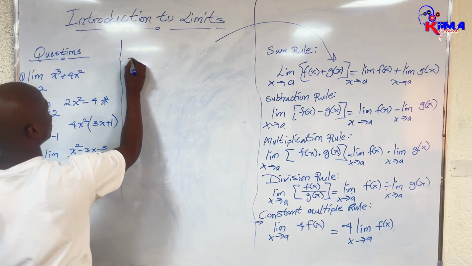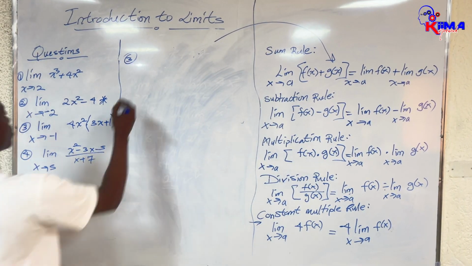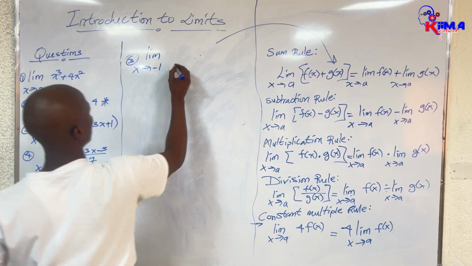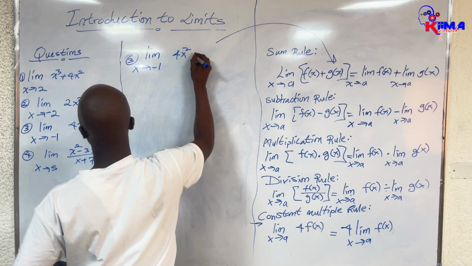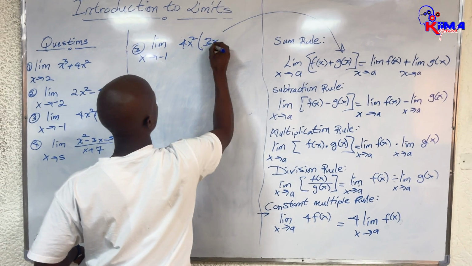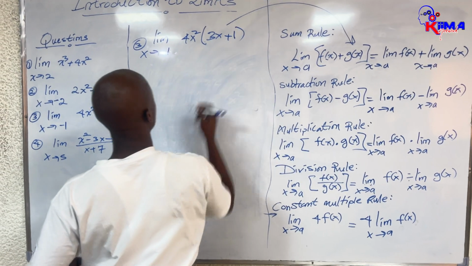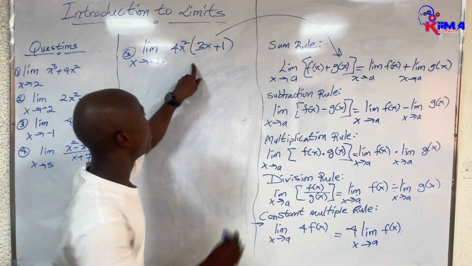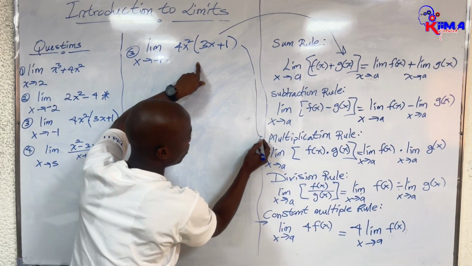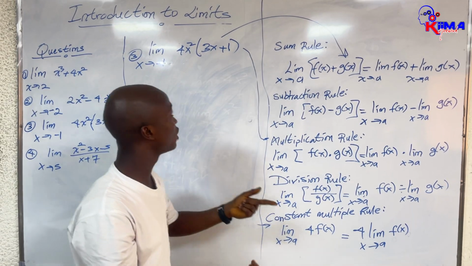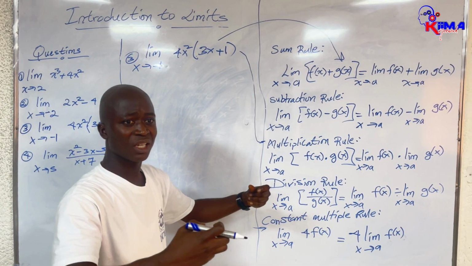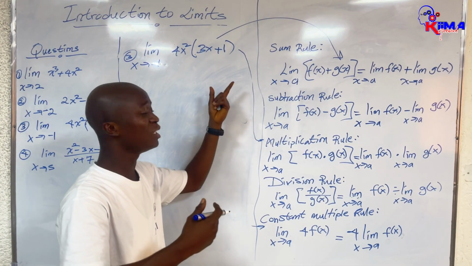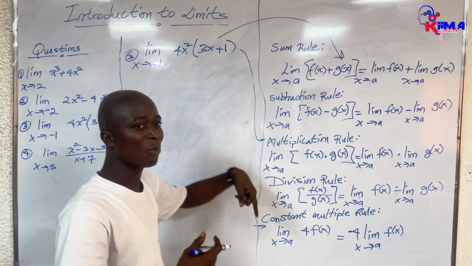So now, the third question. Solving the third question. The limit as s approaches minus 1 of 4s squared times 3s plus 1. So what do we see? This question resembles what? The multiplication rule, right? It resembles the multiplication rule. So all we need to do is to open up the limit.